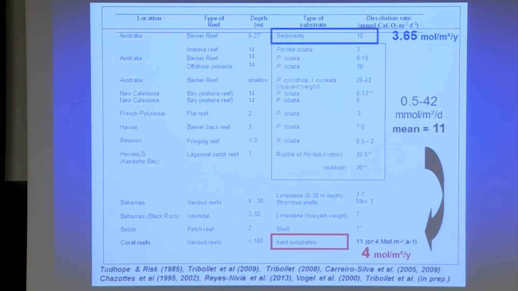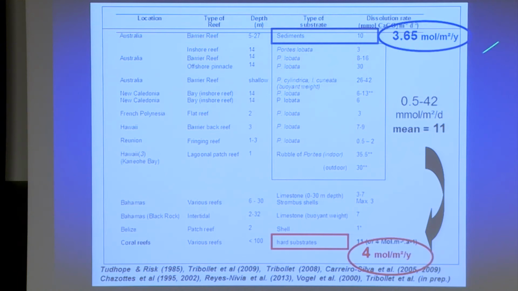The methodologies used to estimate the rates of dissolution here are diverse, meaning that most of the studies were based on microscopy measurements, but the latest study that I just showed you was based on alkalinity measurements, and others did measurements by weight balance, which is not so accurate. But anyway, just remember the blue number and the red number. This blue rate of carbonate dissolution was found for reef sediment, and it's about 3.65 mole per square meter per year. And here is a table summarizing the rates found for hard substrates in coral reefs.